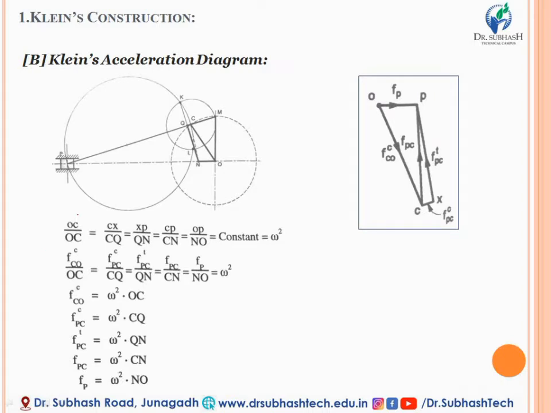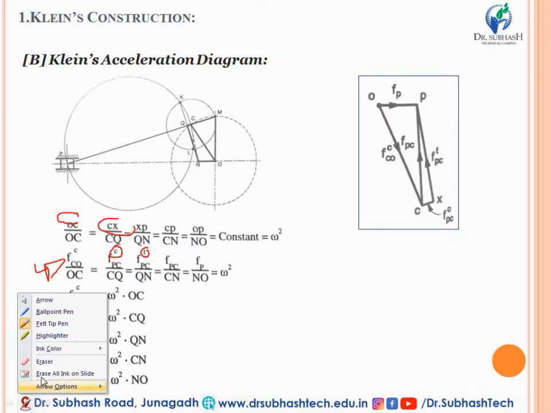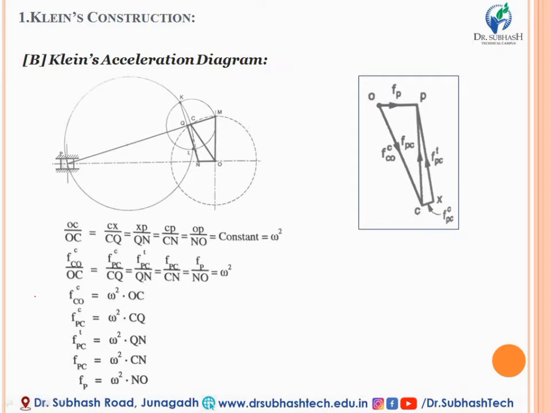Now by putting the values of the oc, cx, xp, cp and op vectors in subsequent steps, ultimately you get f^c_O upon OC is equal to f^t_PC upon CQ, is equal to f^t_PC upon QN, is equal to f^t_PC upon CN, is equal to f_P upon NO, and that is equal to omega square. Over here, t stands for the tangential component of acceleration, whereas c stands for the centripetal component of acceleration. So this is how you can have the comparison and simplification of both of the acceleration diagrams.